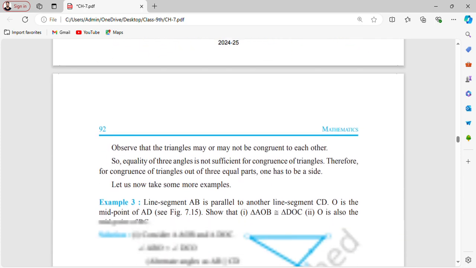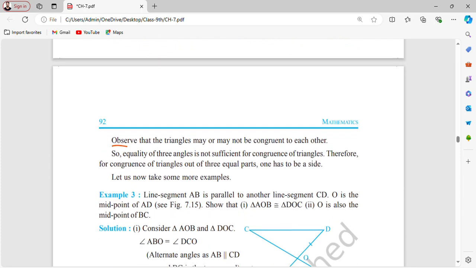Now observe that the triangles may or may not be congruent to each other. So equality of three angles is not sufficient for congruency of triangles. Therefore, for congruency of triangles, out of three equal parts, one has to be a side.